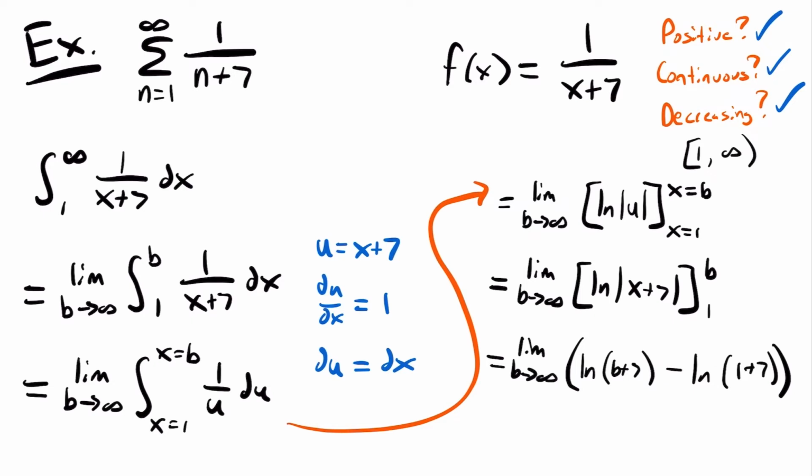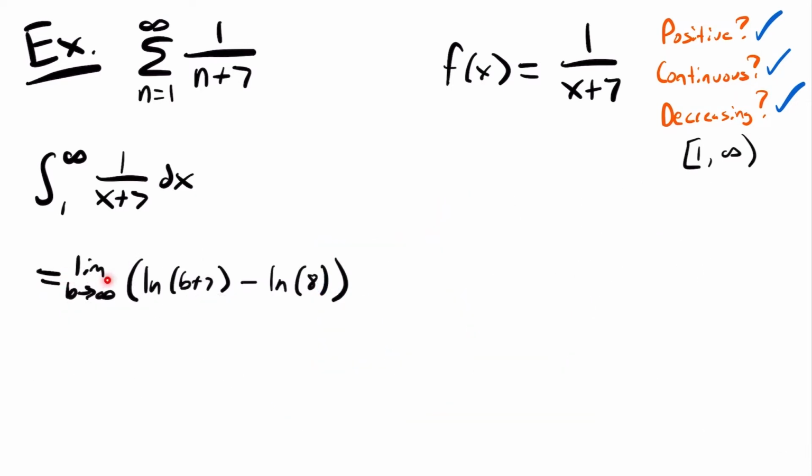And so if we simplify, this is equal to the limit as b approaches infinity of the natural log of b plus 7 minus the natural log of 8. Now, if I clean up my work, let's take the limit as b approaches infinity of both of these terms. The natural log of 8 is just a constant, so the limit of that will just be itself. But if we look at this first term here, what's going to happen to the natural log of b plus 7 as b approaches infinity?